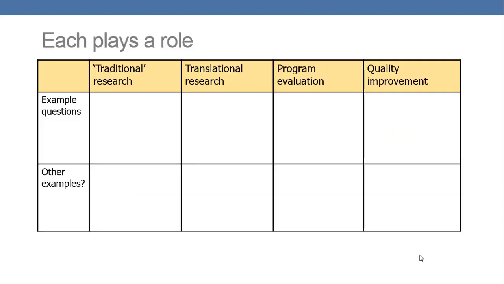This chart just helps us think through how each of the different modes of inquiry has a role in the learning health system. Traditional research, as we discussed last time, would perhaps talk about how to use mold to cure strep throat. That's a very theoretical question, and it may or may not ever have application in the real world. We spend a lot of time in traditional research trying out ideas that may not have an application that you can think of right then, but that's the nature of traditional research.